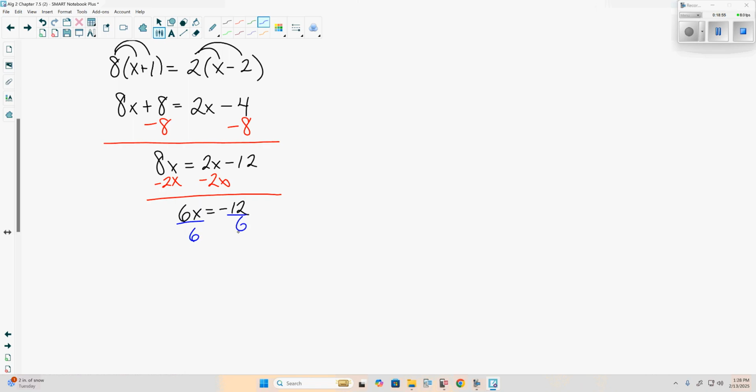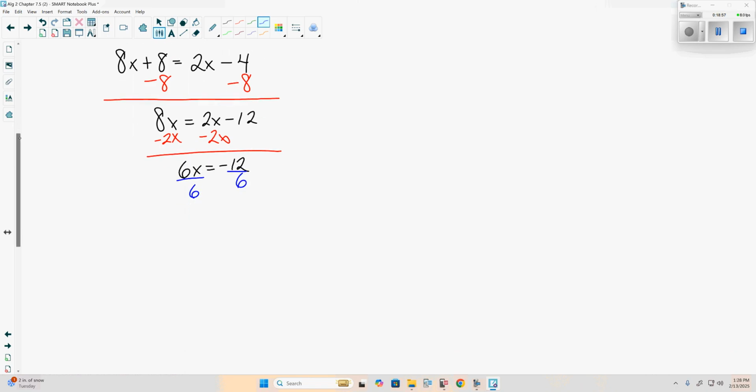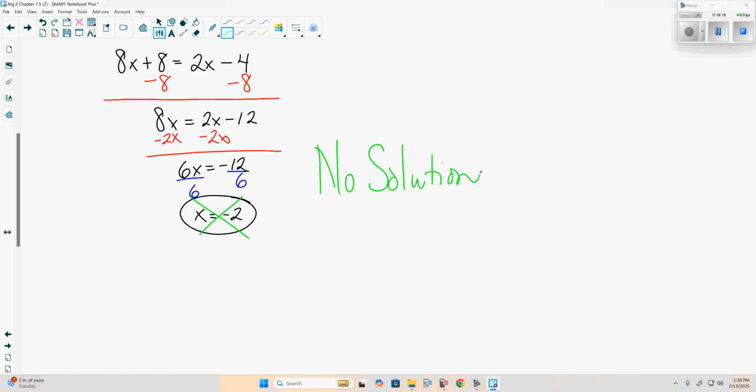Lastly, divide both sides by 6, telling us x is equal to negative 2. But isn't that one of our restrictions? So we cancel it out, and since we don't have any solutions left, it is indeed no solution. So it is possible to get no solution.